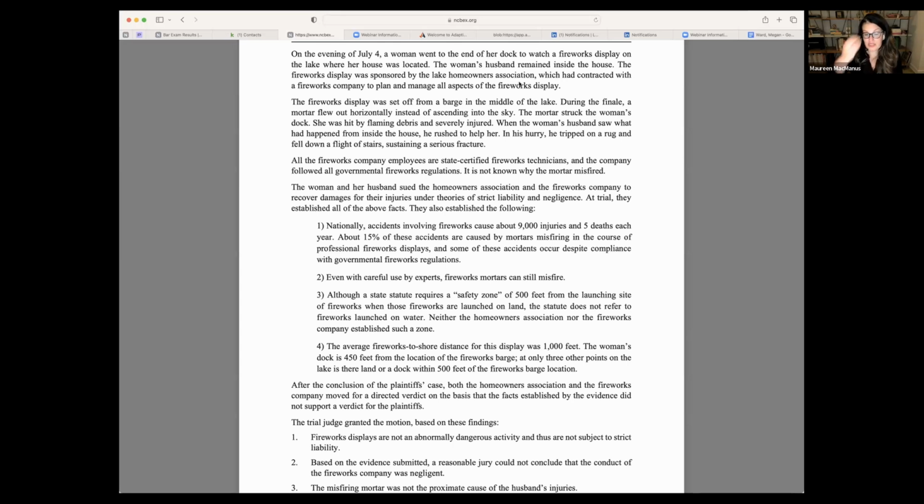After the conclusion of the plaintiff's case, both the homeowners association and the fireworks company moved for a directed verdict on the basis that the facts established by the evidence did not support a verdict for the plaintiffs. The trial judge granted the motion based on these findings.